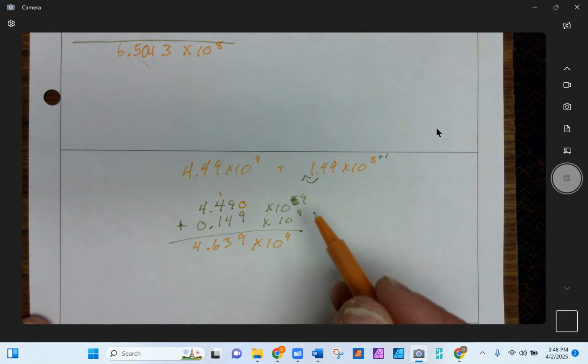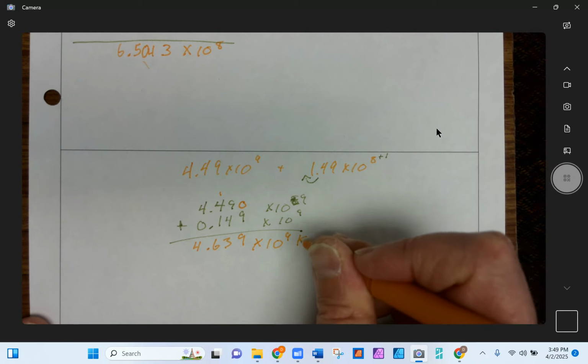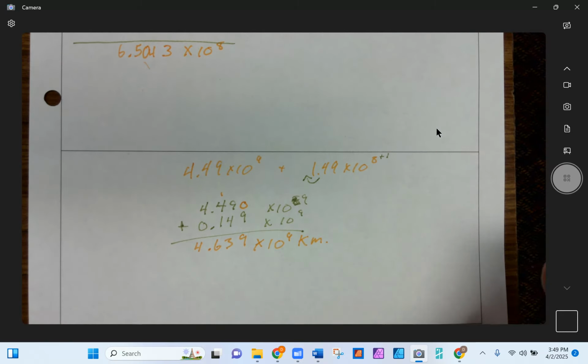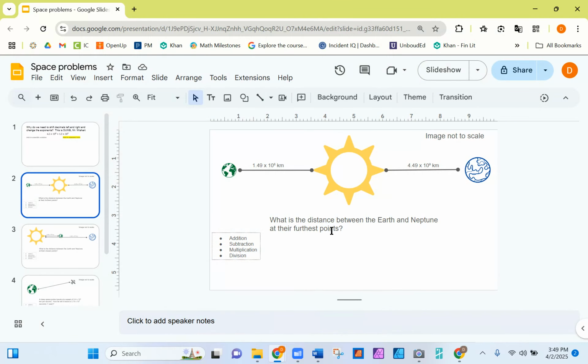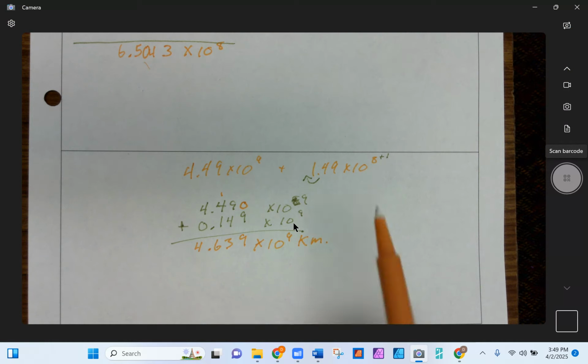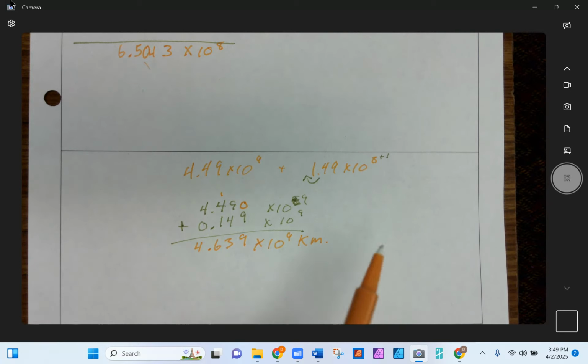And now, this is kilometers, right? Because we're doing an actual word problem. So what we would do is write out: the distance between the Earth and Neptune at their furthest points is 4.639 times 10 to the 9th kilometers. But I'm not going to worry about writing that sentence right there, even though you should know that since it is a word problem, you should write a sentence or paragraph summarizing it in your answer.